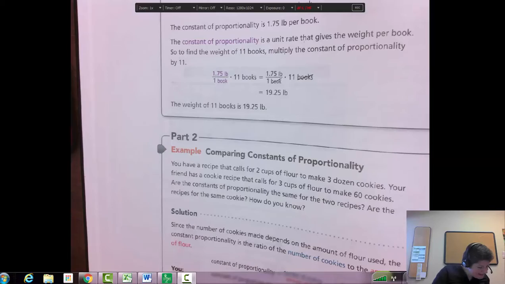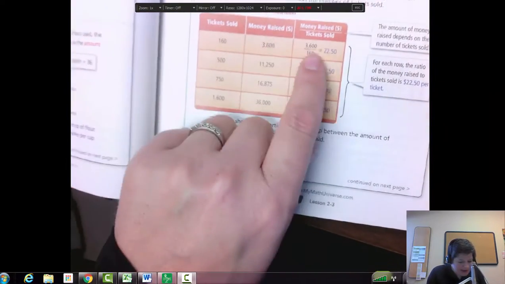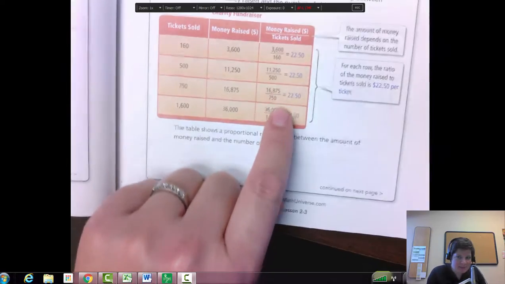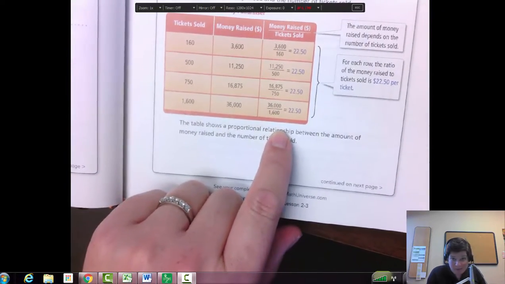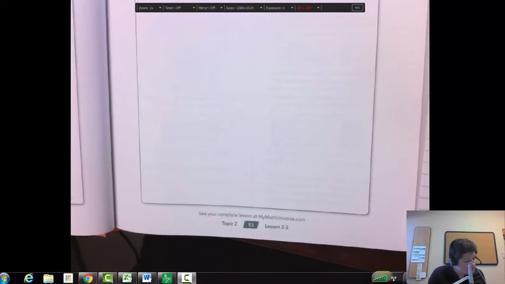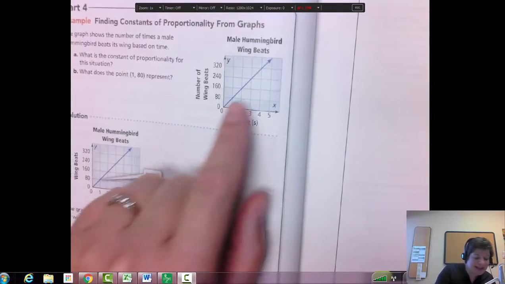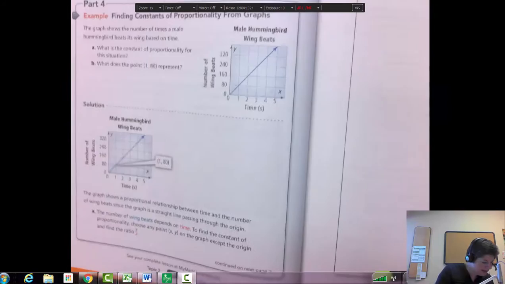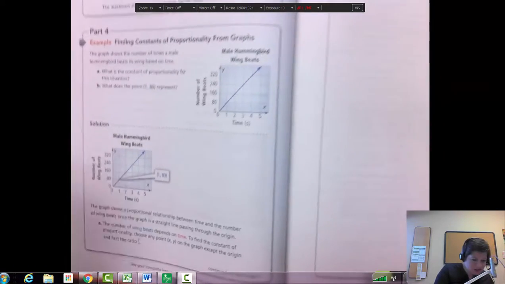Let's see. Are there any other tricks that they throw at you? They give you different things where you again have to find that constant of proportionality, and you want to make sure they are proportional. So I did each relationship, divided them, and they are all equal. And remember, if we have a graph, it must go through 0, 0 and be a line to be proportional. And use the point.